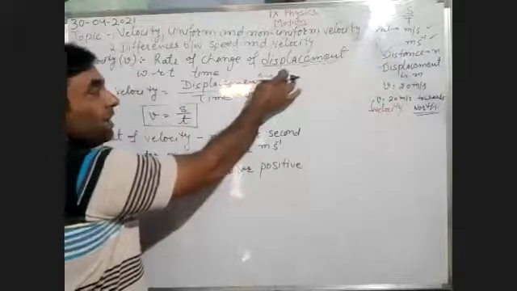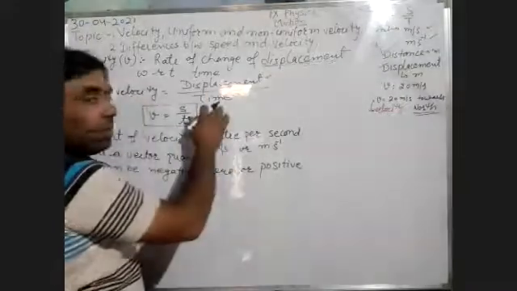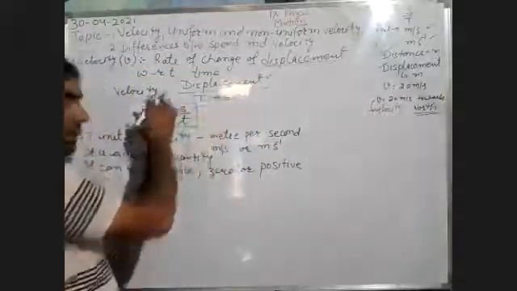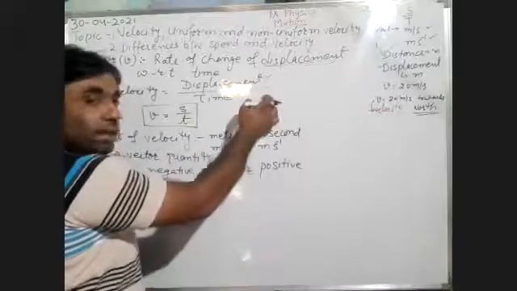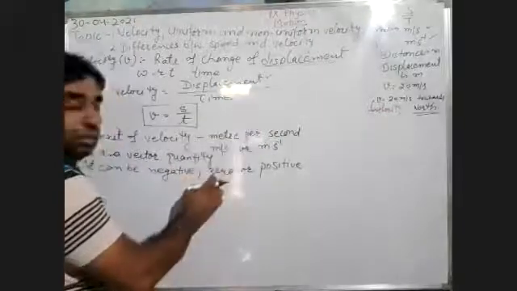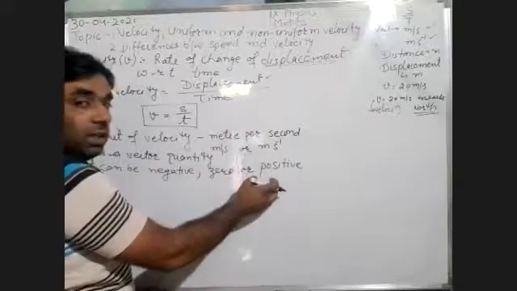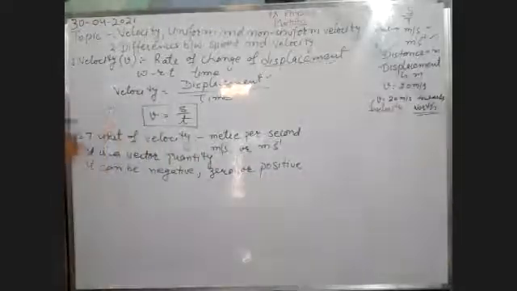If displacement is negative, then velocity will be negative, because time cannot be negative. A negative term divided by a positive term will be negative. If displacement is zero, divided by any quantity, that will be zero. If displacement is positive, positive divided by a positive quantity will be positive. So velocity can be negative, zero, or positive.